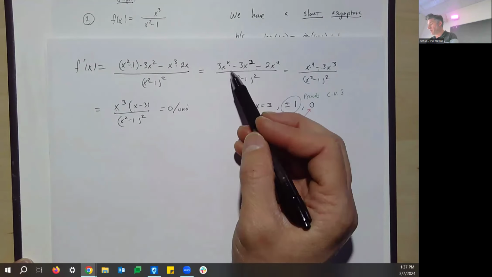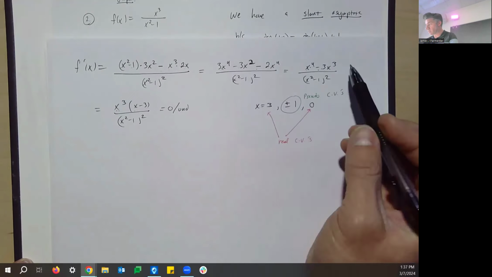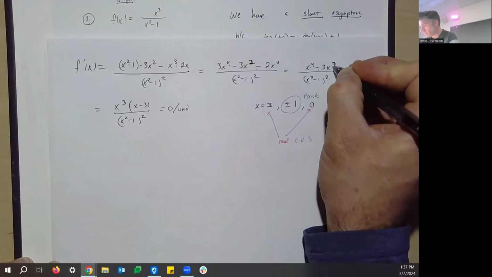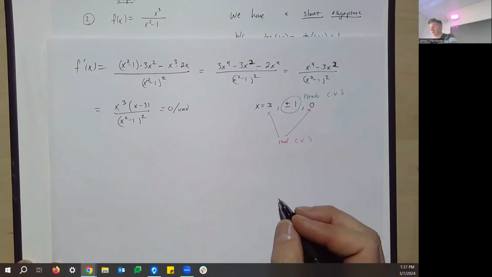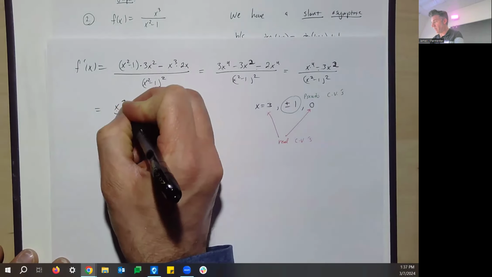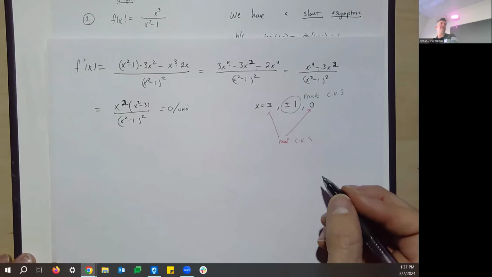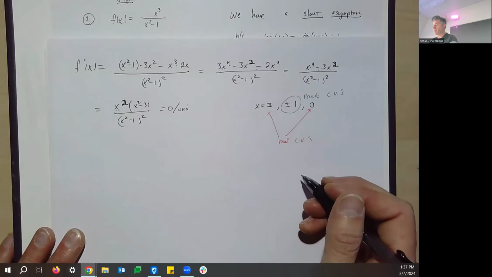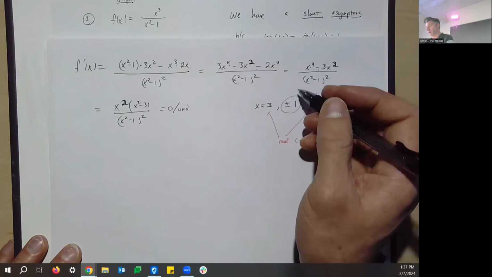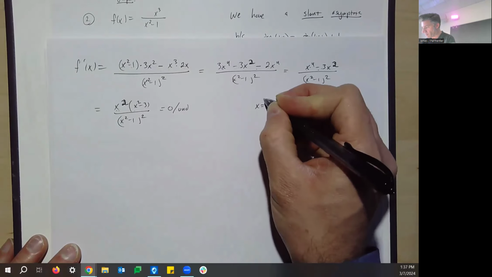So this should be then 3x to the fourth minus 2x to the fourth. It's still x to the fourth, but this should be a minus 3x squared, which means I can only factor out an x squared, not an x cubed. So I factor out an x squared, I'm left with not x minus 3, but x squared minus 3, which is so much less pleasant. So that means 3 is no longer our critical value. It's actually plus or minus the square root of 3.